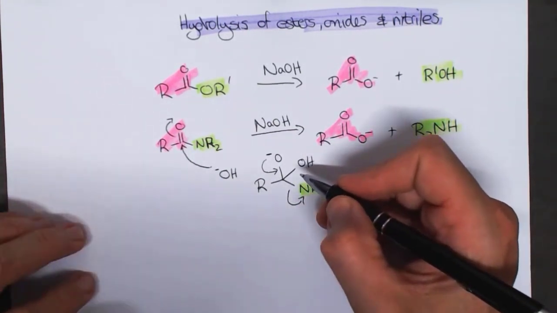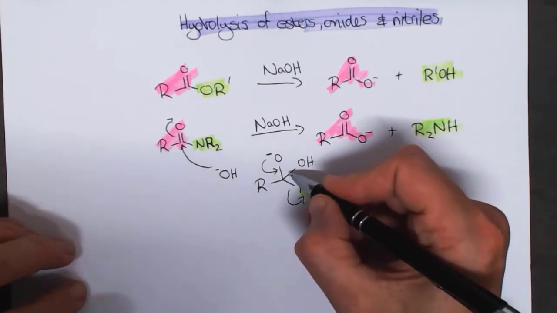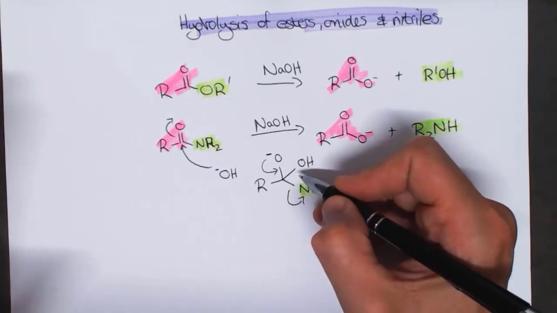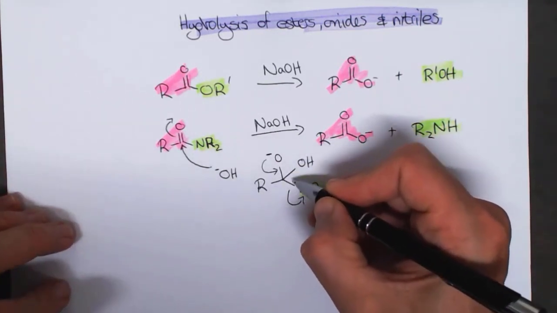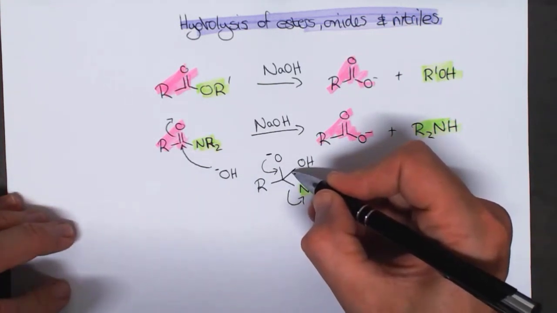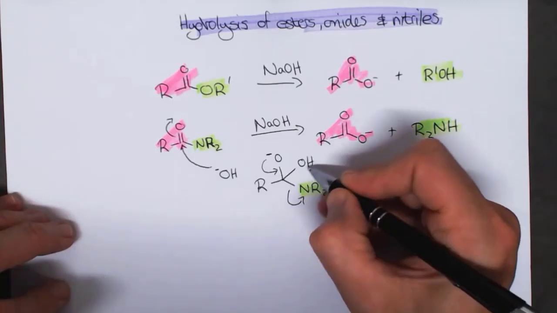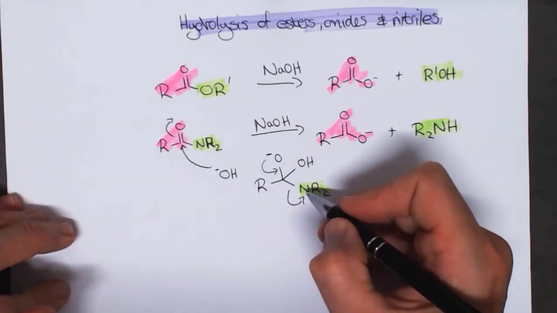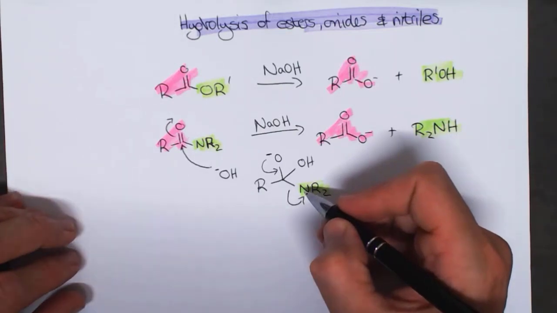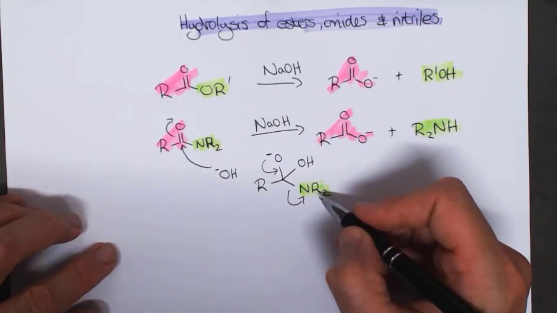That's a very good question, because this bond over here is actually the weaker bond. If we're going to break either bond, it's this one which is going to want to break, because what's going to leave is hydroxide, an O minus. Whereas when the other breaks, what's leaving is an N minus, which is a much stronger base. In fact, this step is not favored at all.